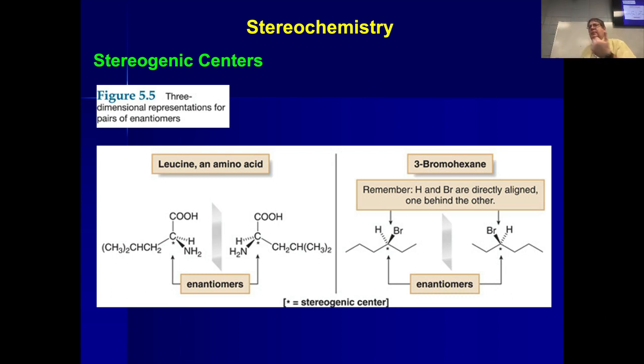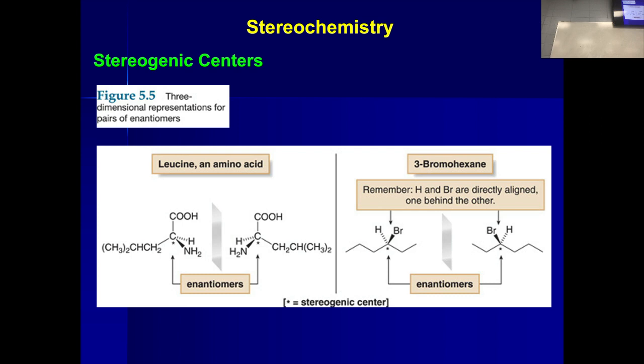What does the solid wedge mean? Coming out of the plane of the paper, out of the plane of the screen, whatever, right? The dashed wedge, it's going away, right? So it's going away from me. It's going behind the plane of the board. And everything else that's drawn like this is in the plane. That's right.